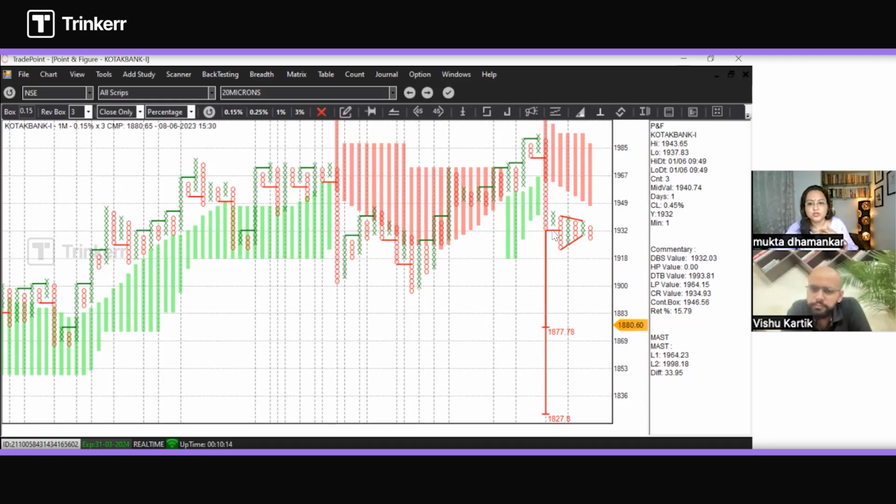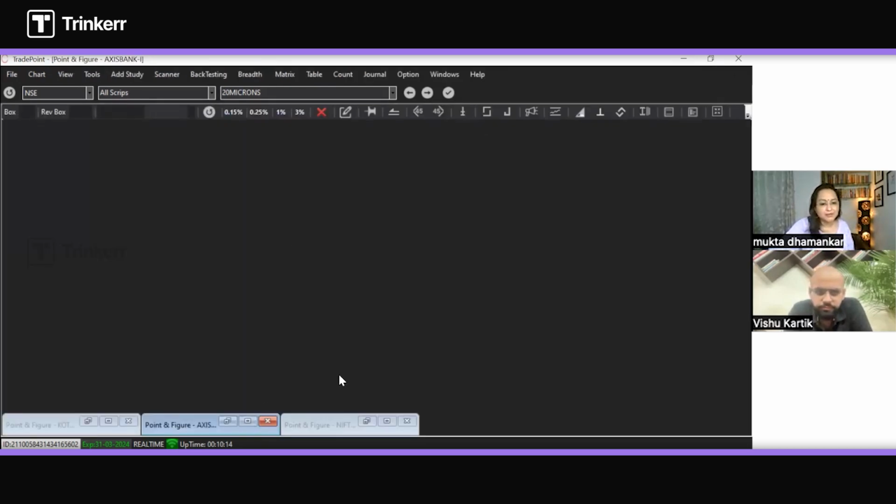So the exit door should always be known to us. If the trend doesn't work in my favor, I should know where I have to exit this particular trade. So 1965 is where you have a stop loss for this, and the target indicated is about 1877 for Kotak Bank. Let's look at another chart, maybe Axis Bank.